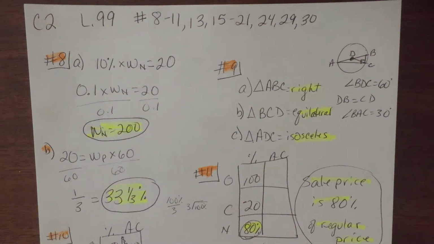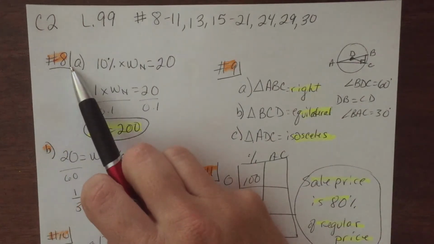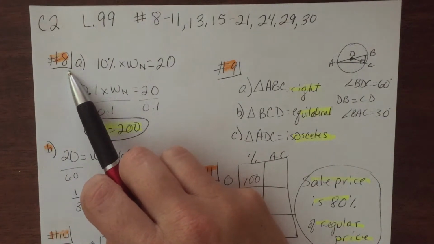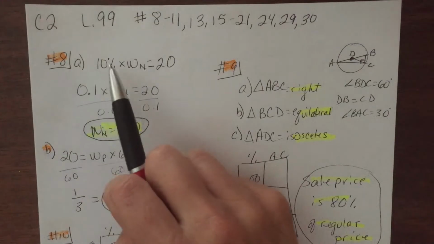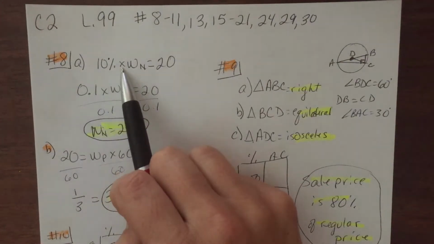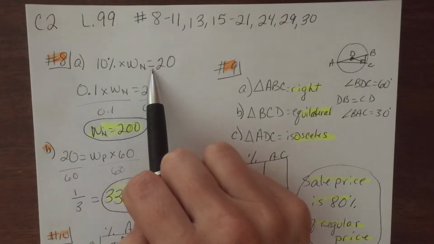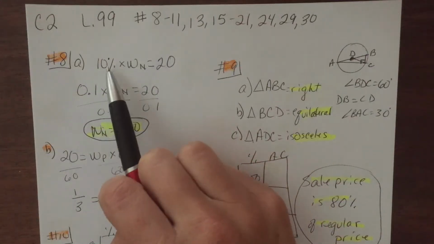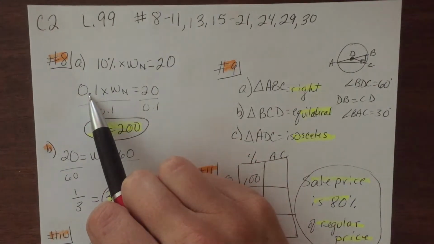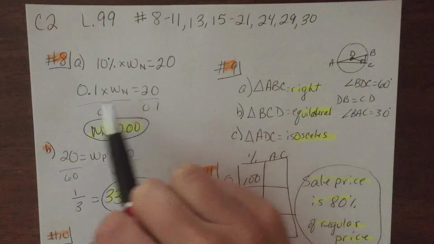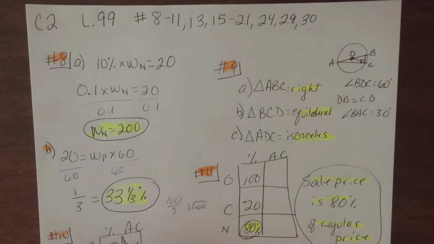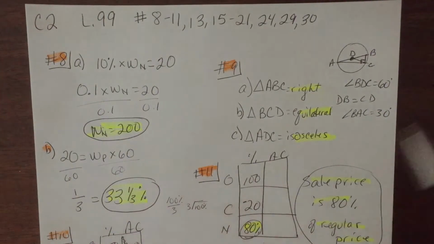Okay, here we are checking our work from lesson 99. Number 8, we had to transfer our questions into equations. 10% of what number is equal to 20. So I changed 10% to 0.1 times what number equals 20, divided both sides by 0.1. The what number is 200.